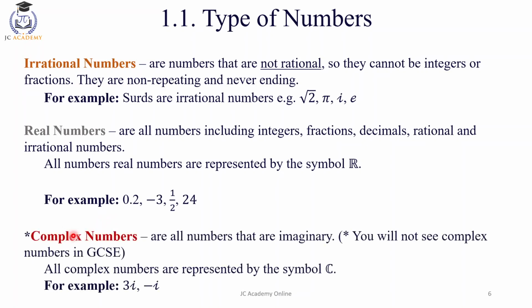There's another type of number that you could know. There's no harm in knowing, but you won't need it for GCSEs. But just for the sake of completion, it's called complex numbers. Complex numbers are all numbers that are imaginary, represented by the symbol capital C. They look like, for example, they have an i attached to them, so 3i, minus i. But complex numbers will not be covered in this course. Okay, but if you go on to study further mathematics or A-level mathematics, you'll definitely see complex numbers.